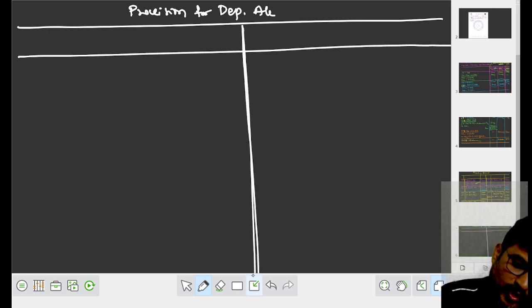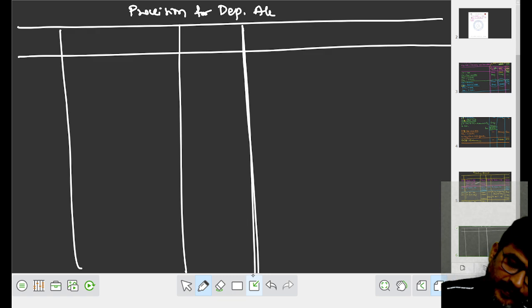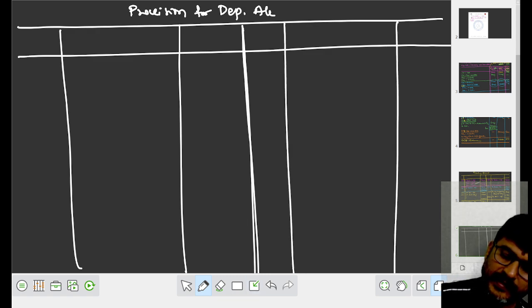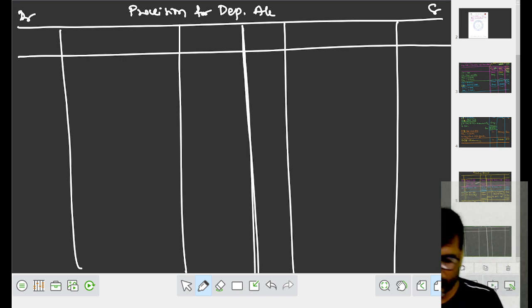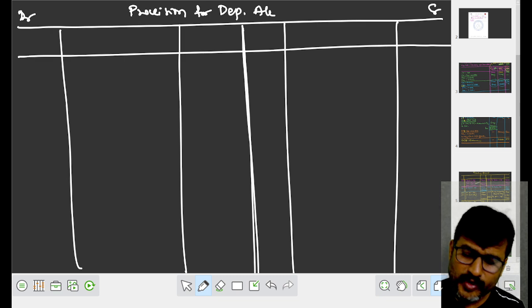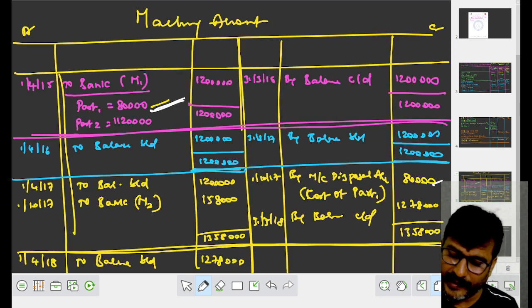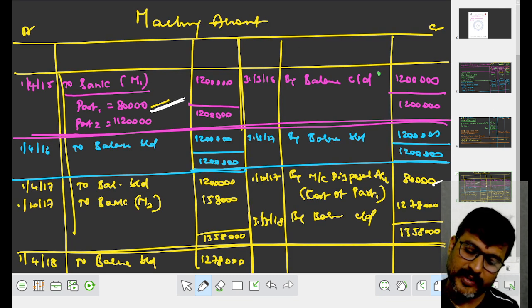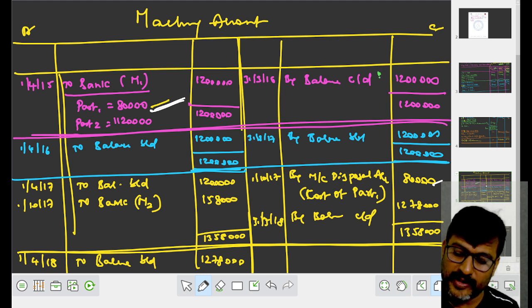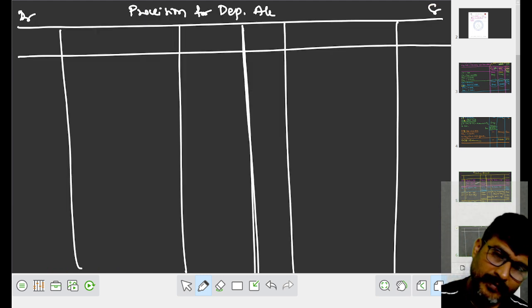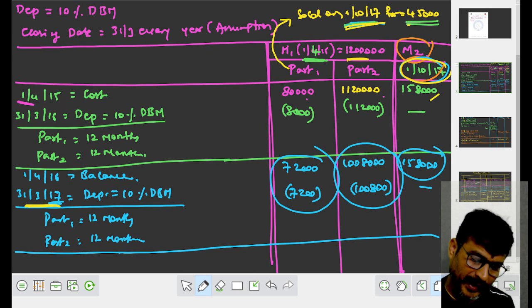This account is also to be prepared for how many years? For 3 years. Provision for depreciation is a liability. So usually what we used to do, we used to take the depreciation on the credit side of machinery, but instead of taking it in machinery, we have to take it in provision for depreciation. On what date? See, according to your calculation.